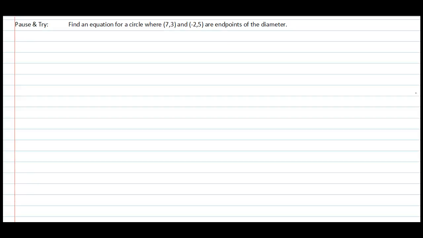Go ahead and pause and try to find an equation for a circle where 7, 3 and negative 2, 5 are endpoints of the diameter. In order to find the equation of a circle, we need to find the center and the radius. For this problem, we're given the two endpoints of the diameter. So in this case, we're going to take the diameter and cut it in half to find the radius.